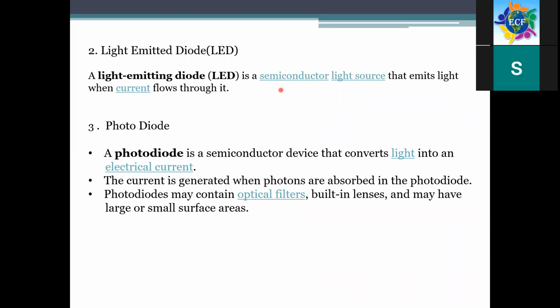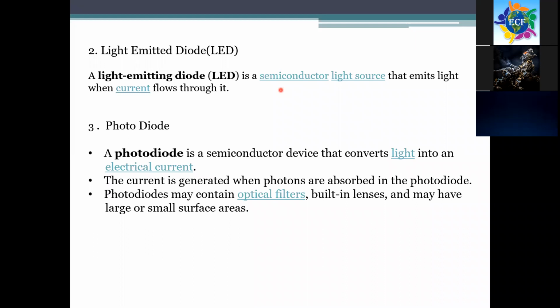The applications of your LED: they are used in a 7-segment display, as a panel indicator in watches, calculators, digital meters, and as a switch-on indicator on the power supply panel. A series resistance is always required with an LED to limit the current, because if excess current flows through the LED, it may get damaged. So this is about your LED, your light emitting diode.